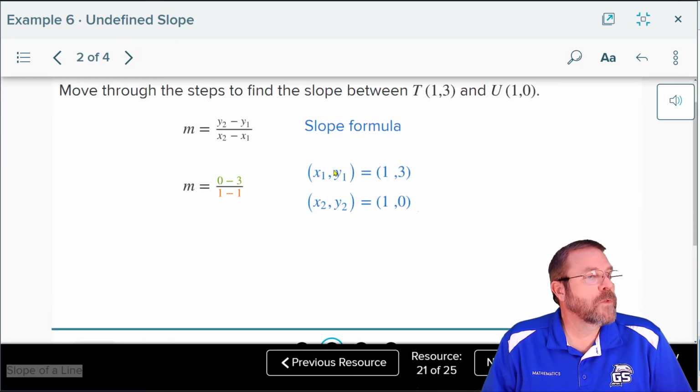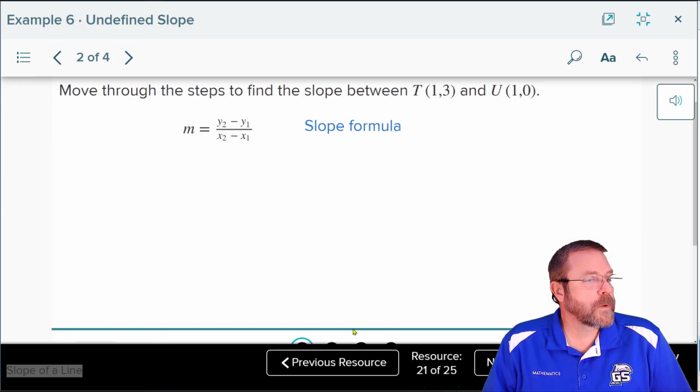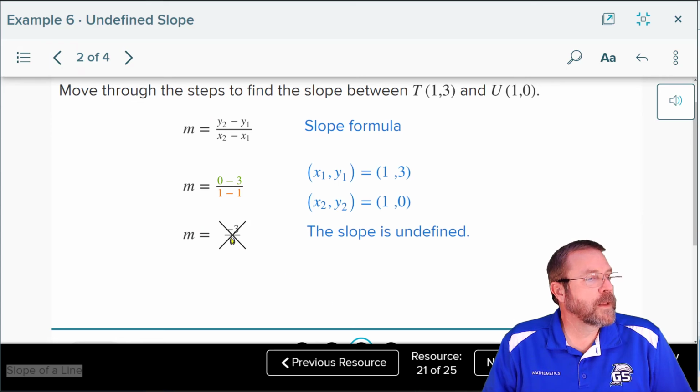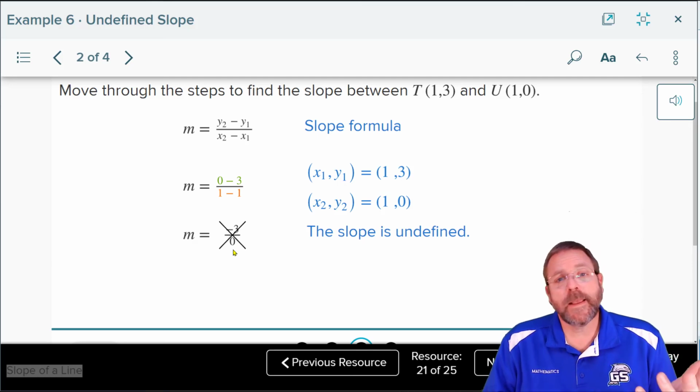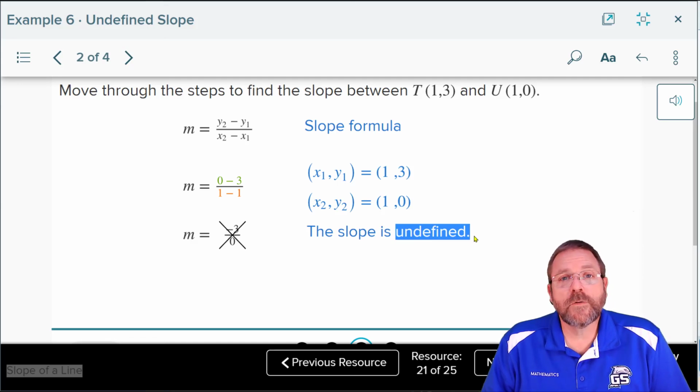Plug in our values. The y2 is going to be 0. The y1 is going to be 3. The x1 is going to be 1. The x2 is going to be 1. So 0 minus 3 ended up giving us a negative 3. 1 minus 1 is 0. And you can't have negative 3 parts of nothing. You can't have 0 in the denominator. So right there, the slope is undefined. That would be your answer for this problem.